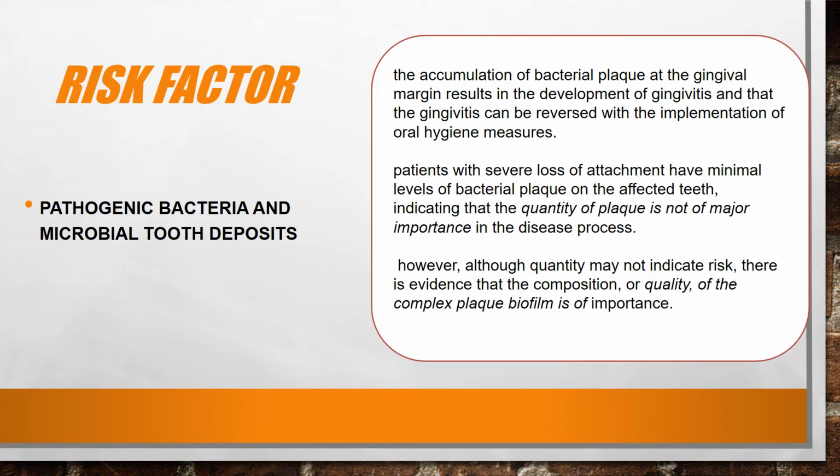Specific bacteria like Porphyromonas gingivalis and Bacteroides forsythus are mostly associated with chronic periodontitis, and Aggregatibacter actinomycetemcomitans is mostly associated with aggressive periodontitis. Patients with severe attachment loss have minimal levels of bacterial plaque on the affected teeth, indicating that the quantity of plaque is not of major importance in the disease process.